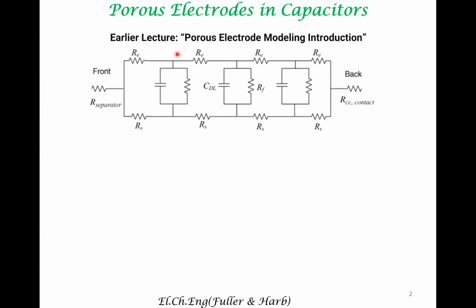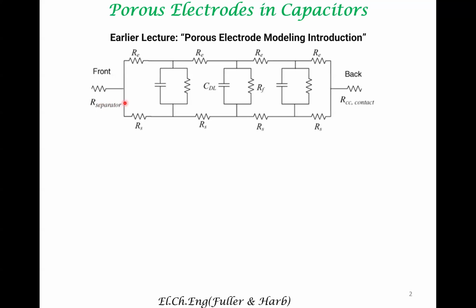So a general porous electrode is modeled via the following circuit. We have the current collector on one side. So we have a porous electrode of a finite thickness. On the other side, you have the electrode which is facing towards the electrolyte. So there is a current separator in this case.